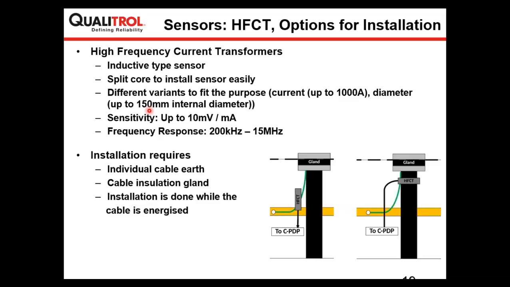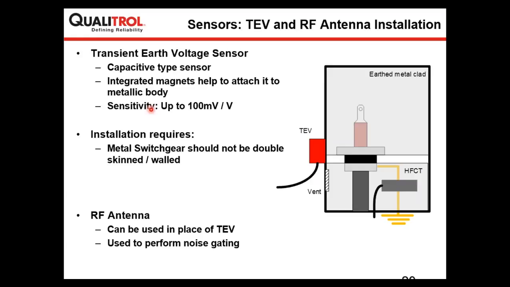And along with this sensor, as I mentioned, we can use a transient earth voltage sensor that can be placed near the termination point. So if there are some surface discharges happening at the termination point, they will be detected by the HFCT and the transient earth voltage sensor. So you will know that this type of partial discharge happening at the termination is a surface discharge, because it is also being detected by the transient earth voltage sensor. Otherwise, you can use an RF antenna if you want to perform noise gating, if there is external noise being detected by the system.